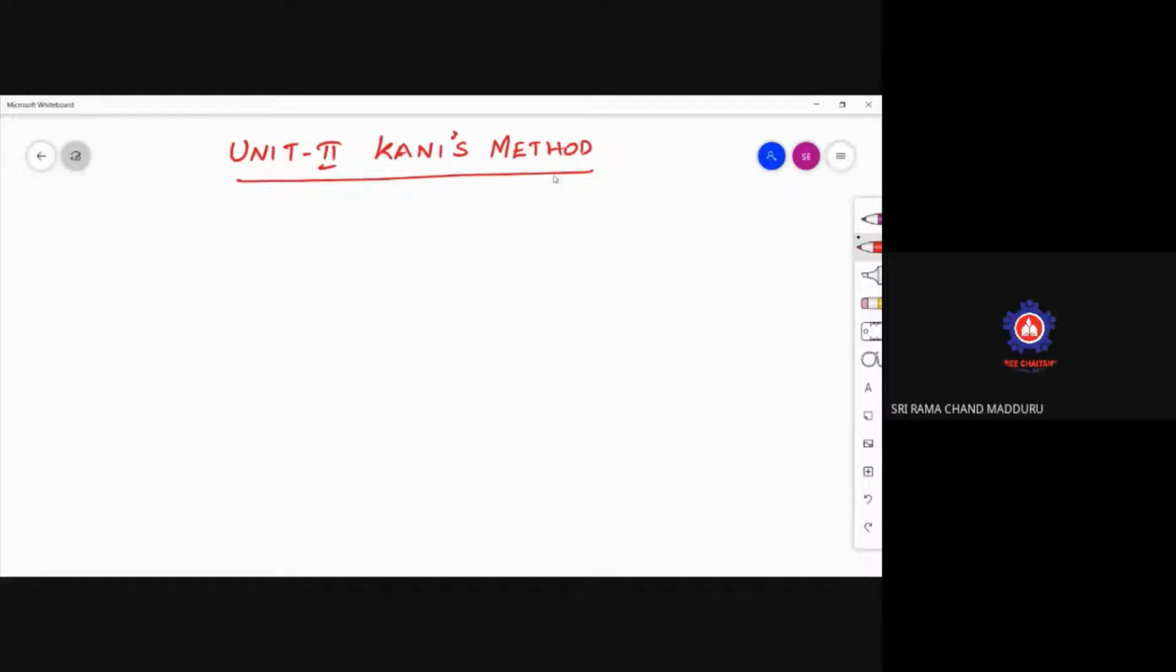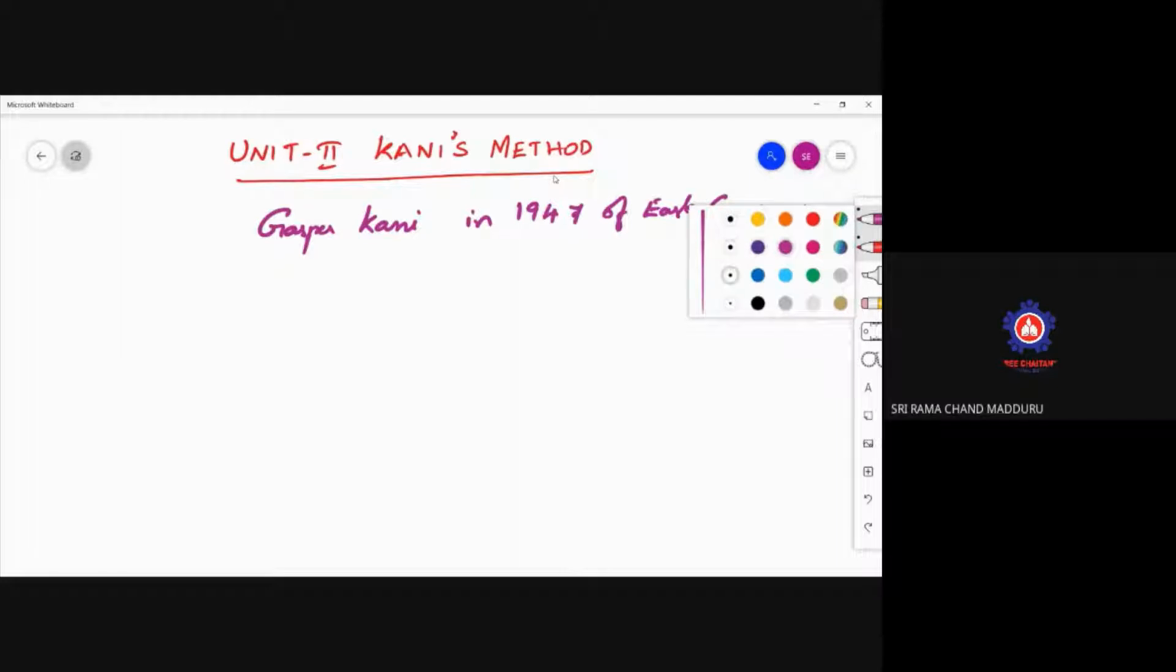East Germany. So here he is the person, Caspar Kani, in 1947 of East Germany. Here you can observe the names of the methods are being given according to their utility or according to whoever is the person who developed them. So with that name, the method is given. Caspar Kani in 1947, who is from East Germany, developed Kani's method.